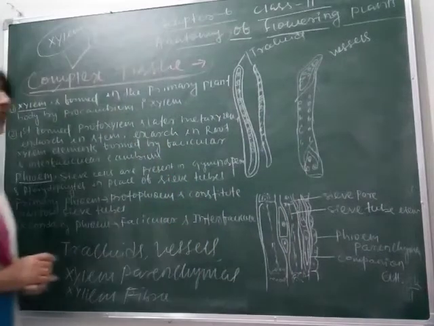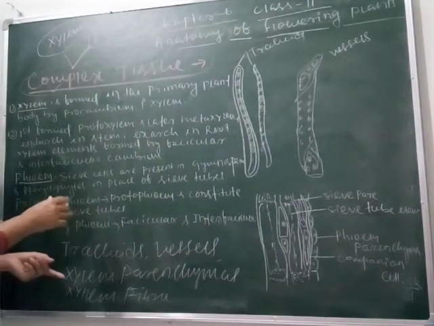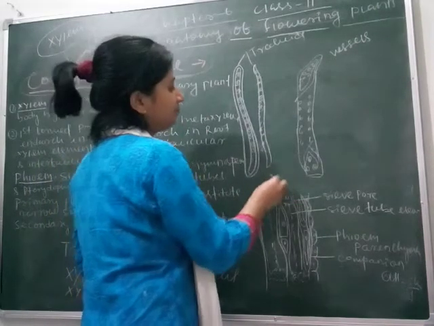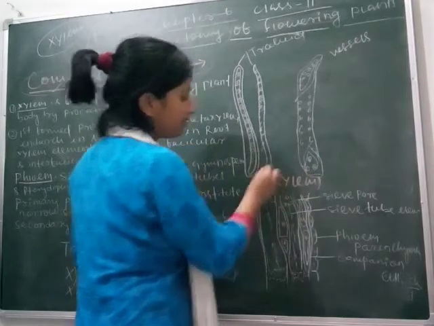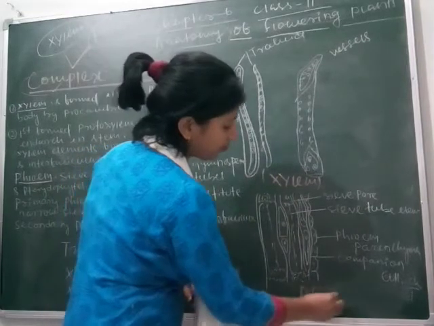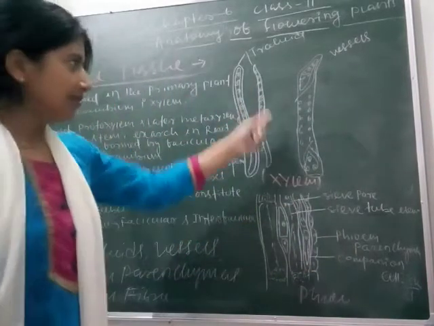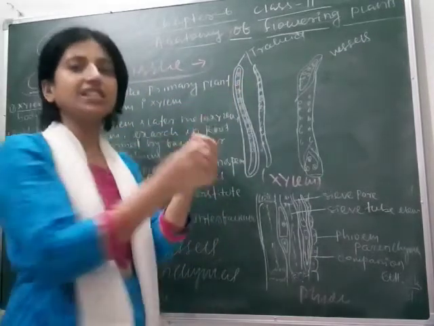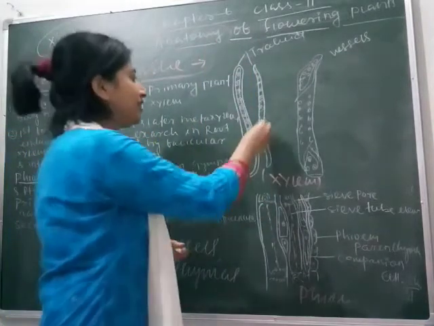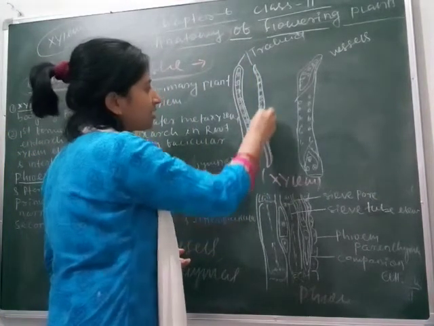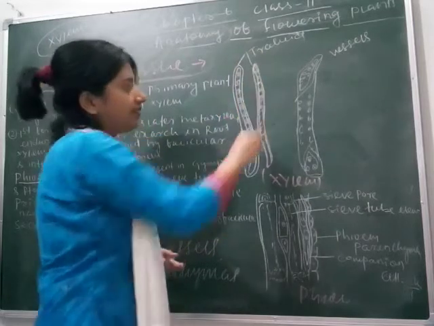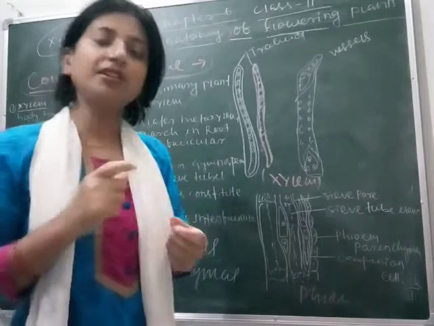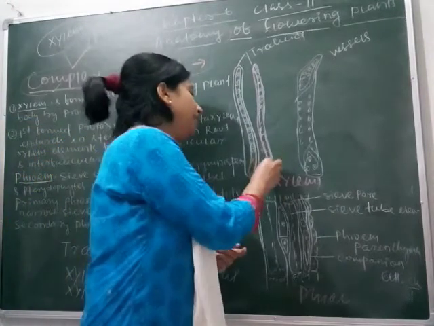So let's see how they look and what their functions are. In the diagram you see, this is xylem and this diagram is your phloem. You can see how they are arranged. Look at this. This is a tracheid, which is narrow, elongated, with tapering ends. Tapering means pointed. As we know, it conducts water, so for conduction of water, they have tapering ends.